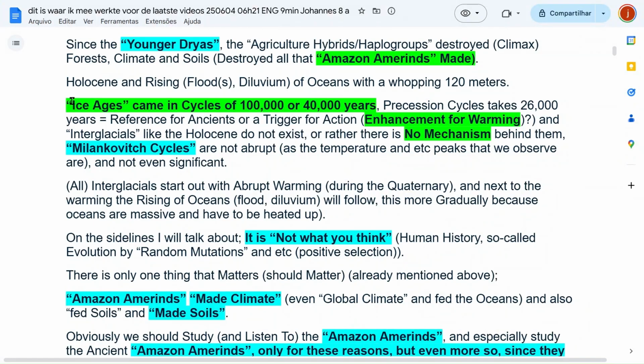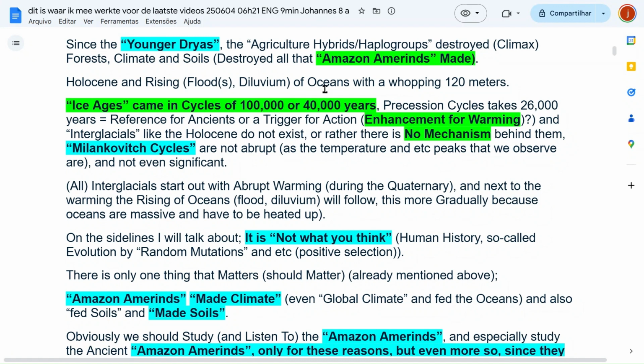So we claim that there's no real mechanism behind the ice age and interglacial cycles. There are the Milankovitch cycles, but they are not abrupt, as the temperature is, which doesn't prove they don't work, but we claim there's not enough evidence that it's the Milankovitch cycles that cause the 100,000 year cycles, roughly.